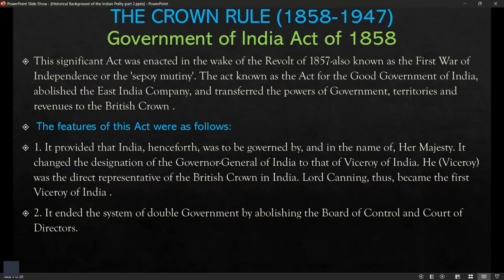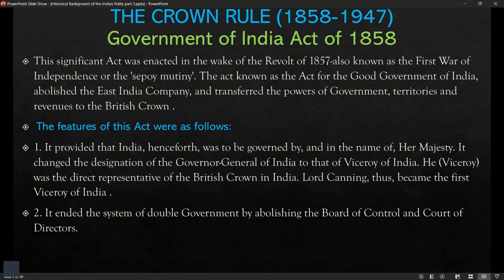So let's see this. This significant act was enacted in the wake of the revolt of 1857, also known as the First War of Independence or the Sepoy Mutiny. The act, known as the Act for the Good Government of India, abolished the East India Company and transferred the powers of government, territories, and revenues to the British Crown.